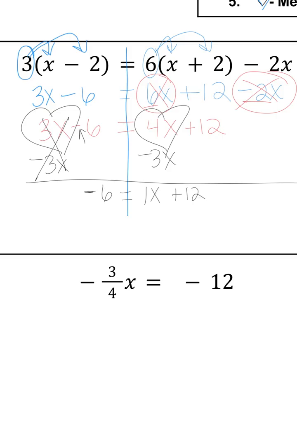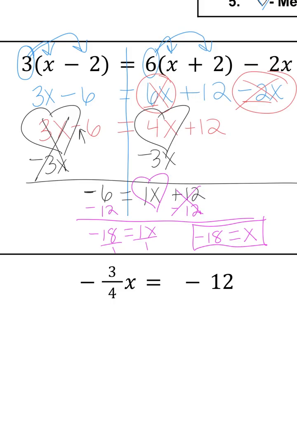All right, look at what I have here. How many hearts do I have now? 1. What do I have to get rid of? Yep, I got to get rid of that positive 12, so I'm going to subtract 12 on both sides. All right, what is -6 minus 12? -18 equals, bring down my heart, and these cancel. All right, if you still have your invisible 1 there, now we've got to get rid of that invisible 1, right? How do we get rid of that 1? Divide it. Divide both sides by 1, and -18 equals x. Is my variable happy and single?